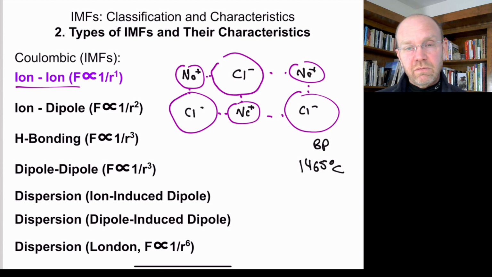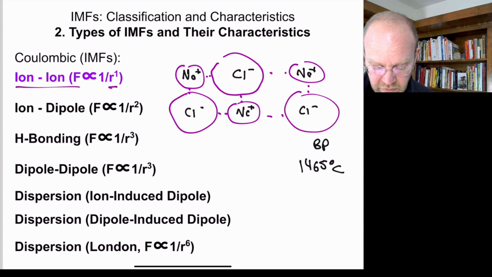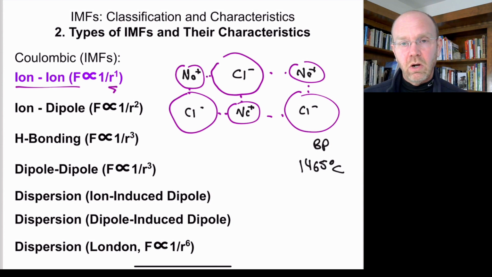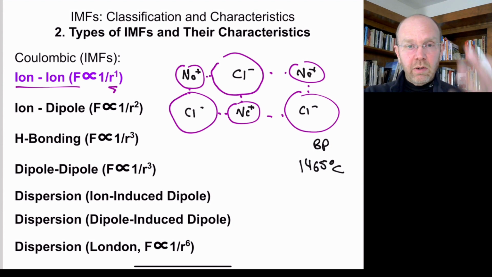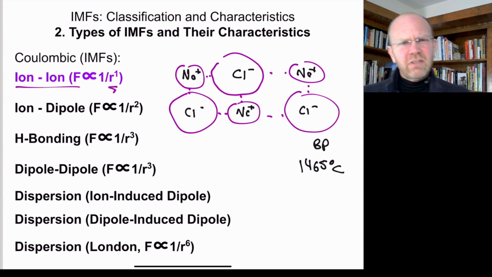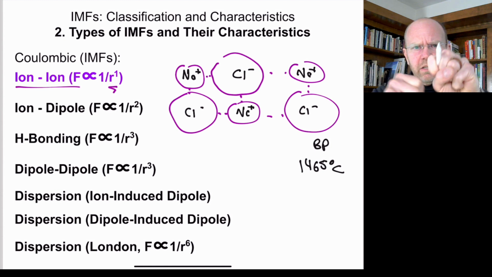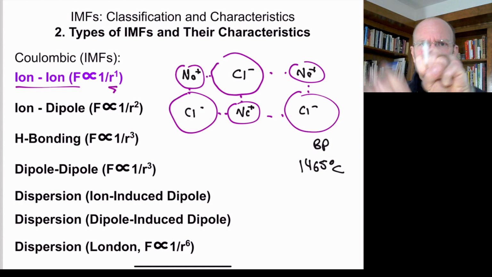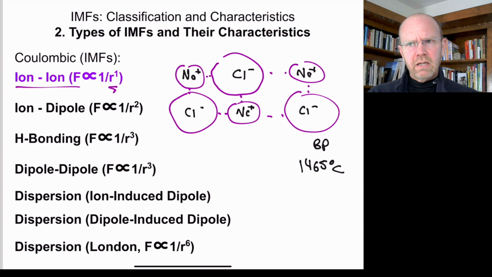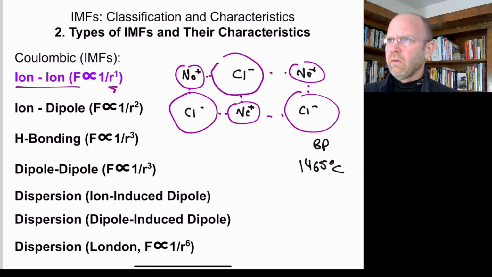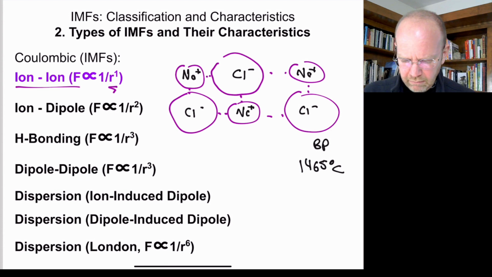And also, because they're full charges, their distance sensitivity is relatively minimal. It's like 1 over r to the 1. So you can actually move them quite far apart and they still will snap back together and try to remain attached, right? So it has a relatively low distance sensitivity. It also doesn't have an orientational sensitivity, right? You can take a negative charge and put it anywhere around a positive charge and it's still going to attract. Other intermolecular forces don't behave that way. So ion-ion forces are strong, sort of the strongest type of intermolecular force on the Coulombic side.